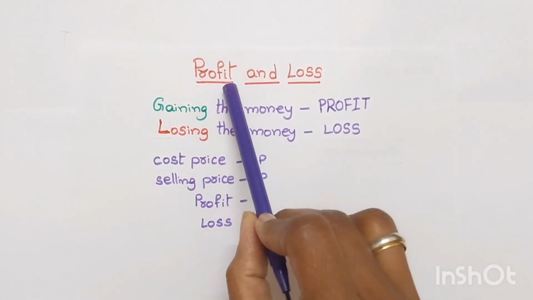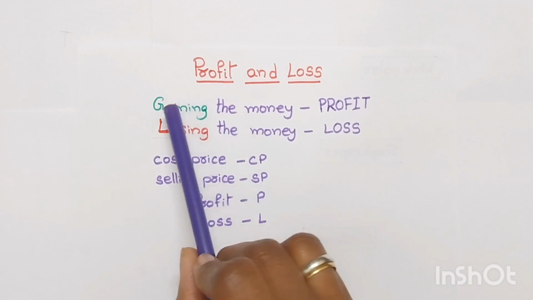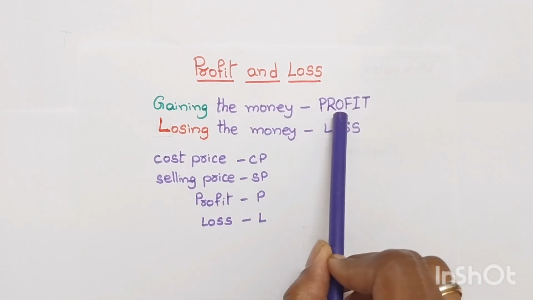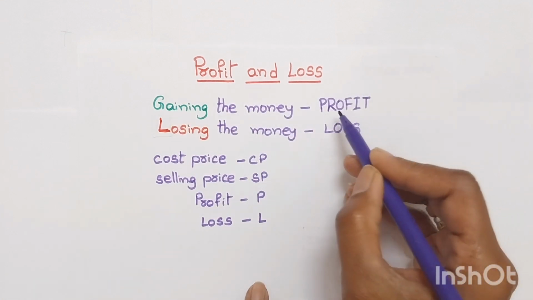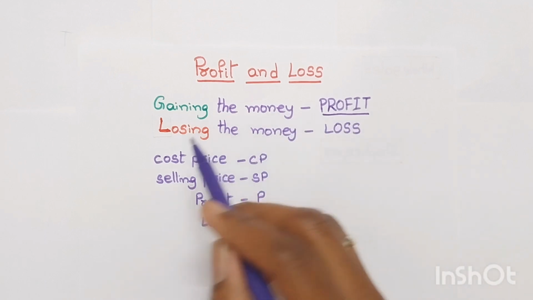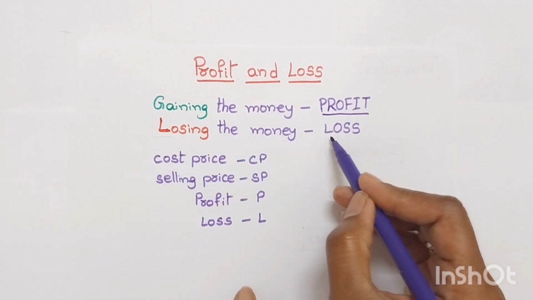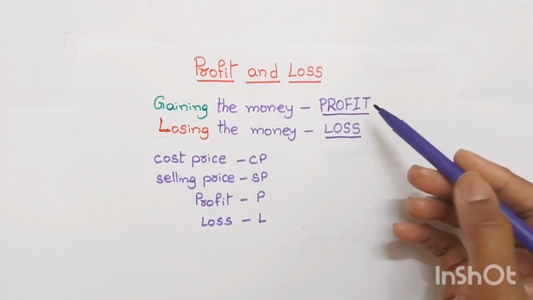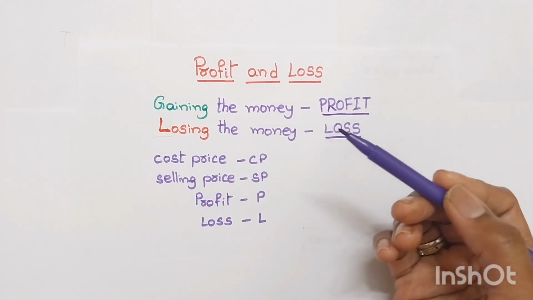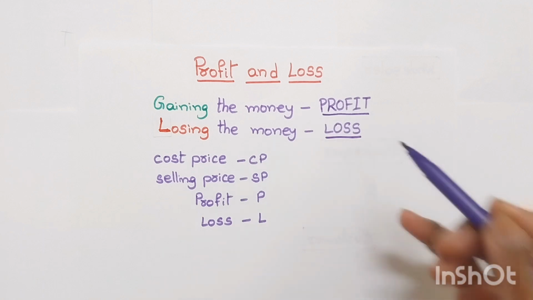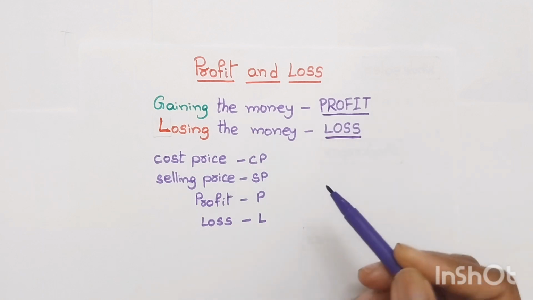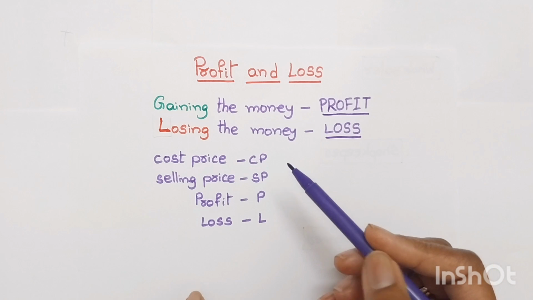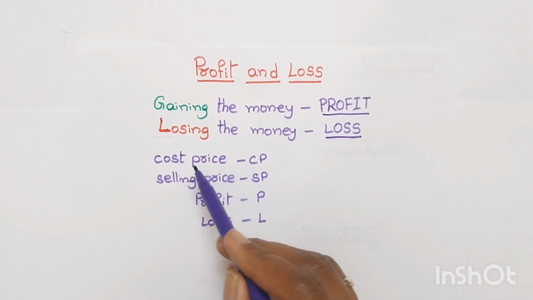Profit and Loss. Gaining the money is profit. Losing the money is loss. So if we gain the money, then that is called profit. If we lose the money, that is called loss. And we have to keep in mind a few terms like that.